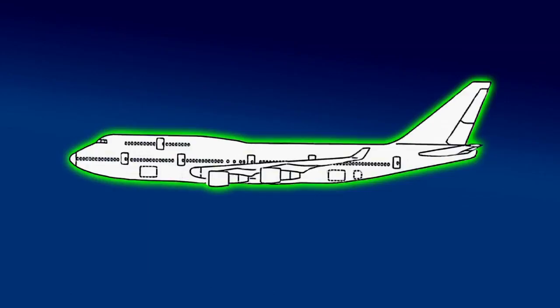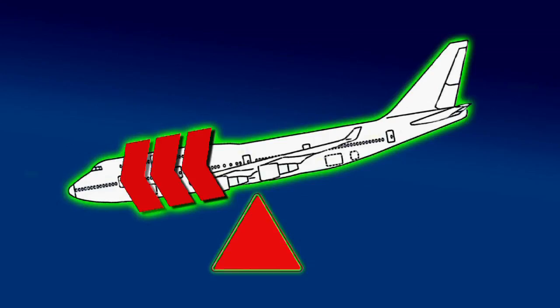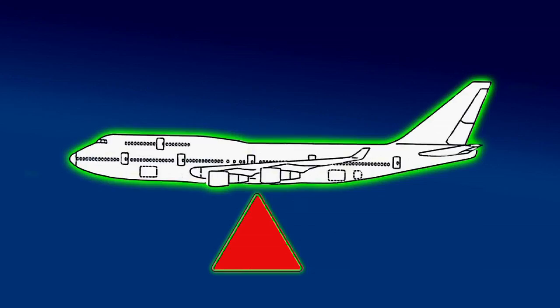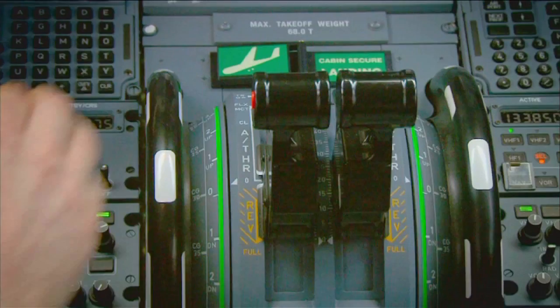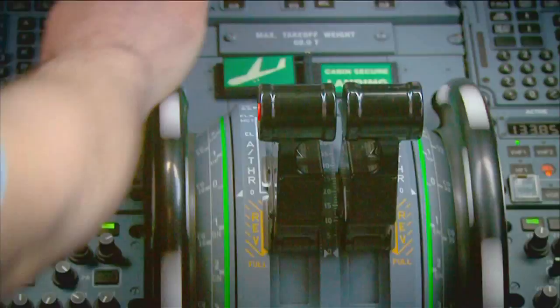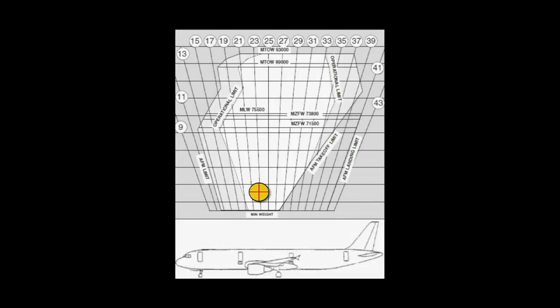To influence the position of the C of G, load is positioned forward and aft of a central balance point. Everything put forward of that point will move the C of G forward, and everything put aft will move it rearward. The final position of the C of G will determine the horizontal stabilizer trim setting. So, starting with an empty aircraft, watch and see how load affects the C of G as it is added. First, the fuel, followed by a full load of passengers. Then we add a typical standard baggage load. That gives us a fairly normal C of G, nicely within the safe flight envelope, good to go.